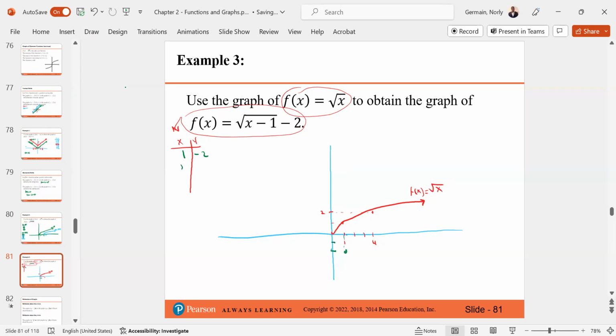If x is 2, 2 minus 1 is 1. Square root of 1 is 1. 1 minus 2 is -1. So x equal 2, y is -1. All right. You see that? Now we can continue. If x is 5, 5 minus 1 is 4, square root of 4 is 2, 2 minus 2 is 0. So when x is 5, y is 0. So you see, we can continue this graph going like this.